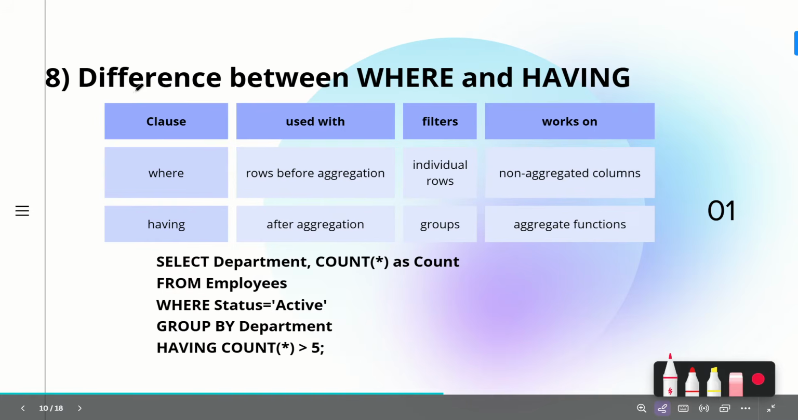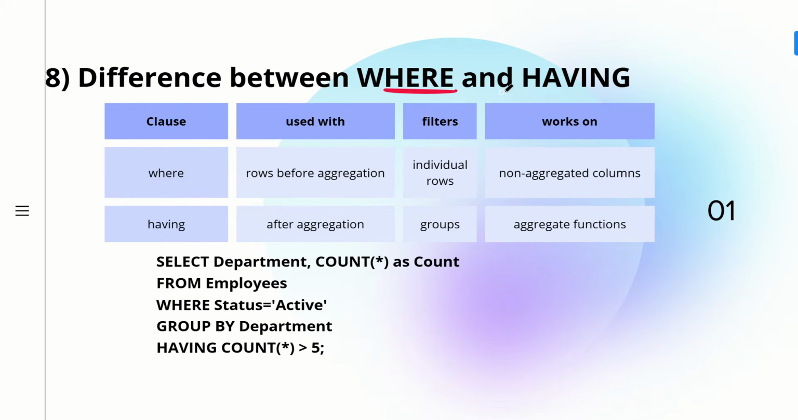We will see our eighth question. What is the difference between where and having? We will see, for where, how is it used? Where is used with the rows before aggregation. What is aggregation? Aggregation is nothing but grouping the data based upon some conditions. So if you want to use where, you do it before aggregation, and it is helpful for filtering the rows, and it works on the non-aggregated columns obviously.